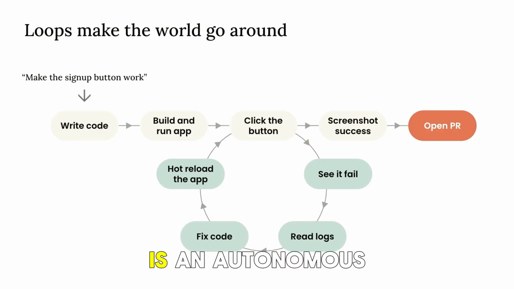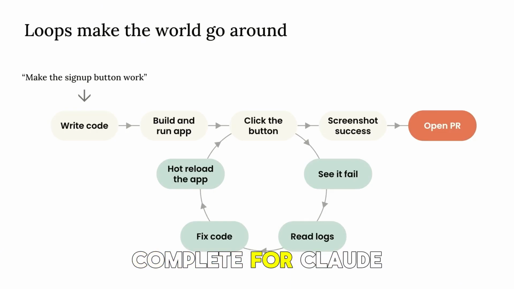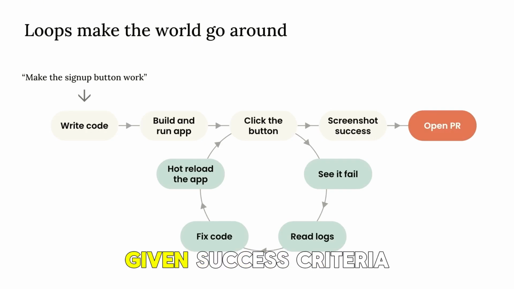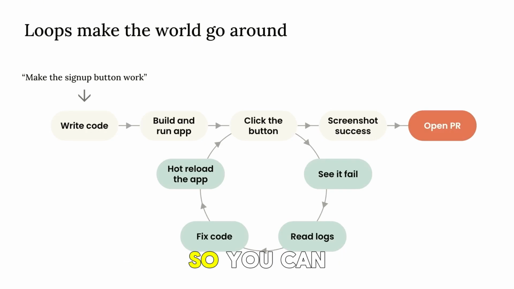A loop essentially is an autonomous circuit that you can complete for Claude. And it allows Claude to hill climb on a given task or a given success criteria. So you can think about it as giving Claude access to tools to verify its own work and to write code. And what Claude will do is it will write some code. It will check if there's a failure. If there's a failure, it will debug that failure and write some more code.